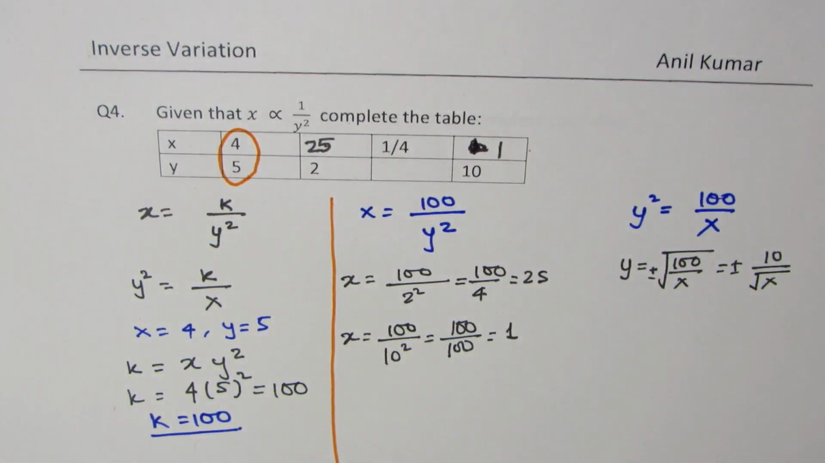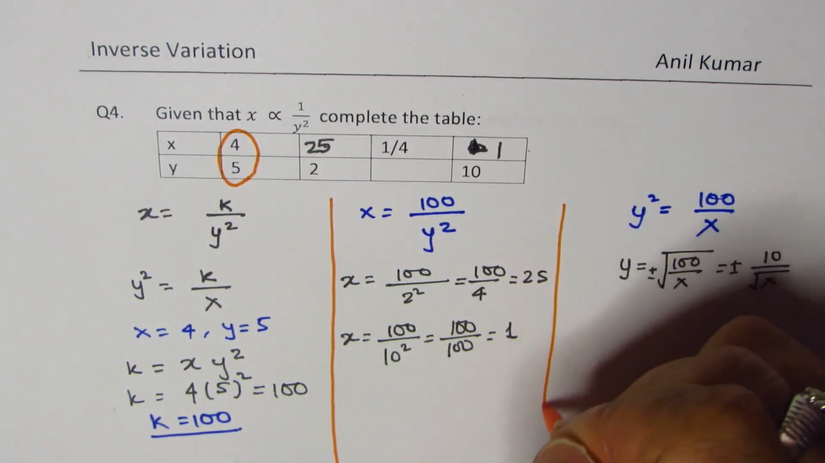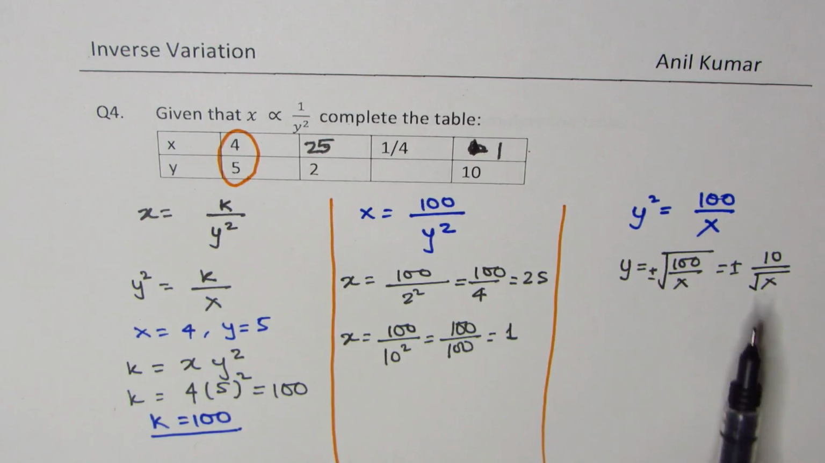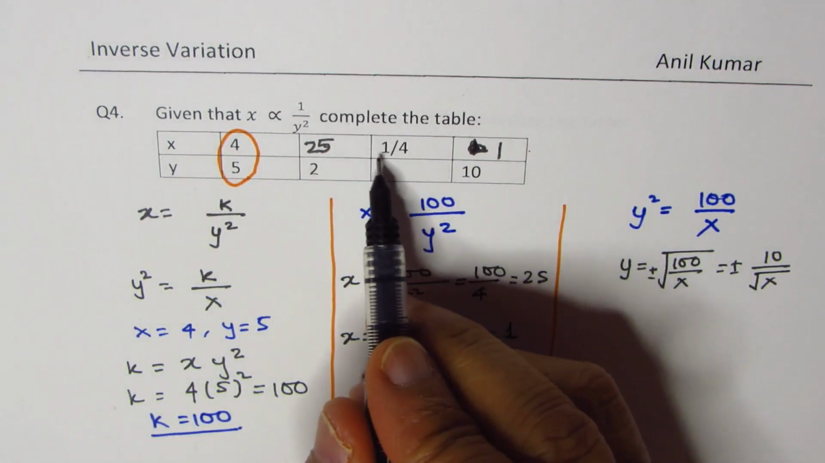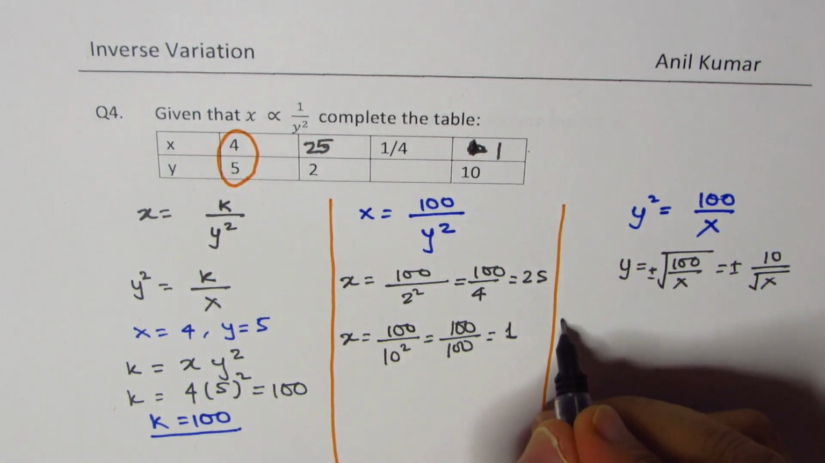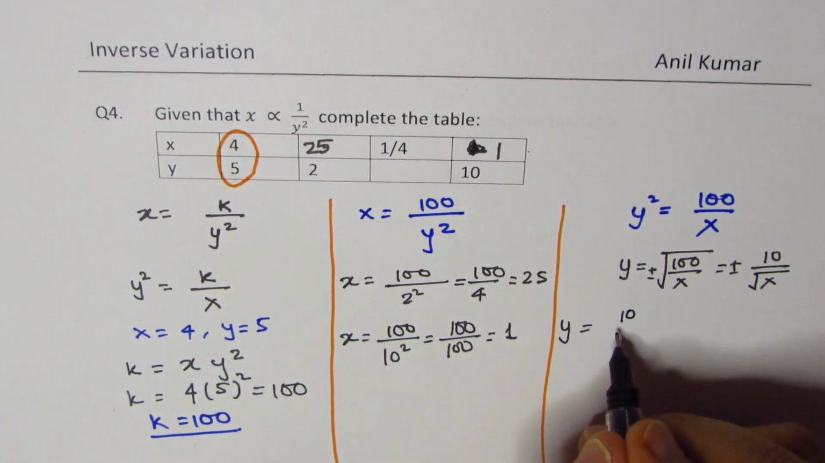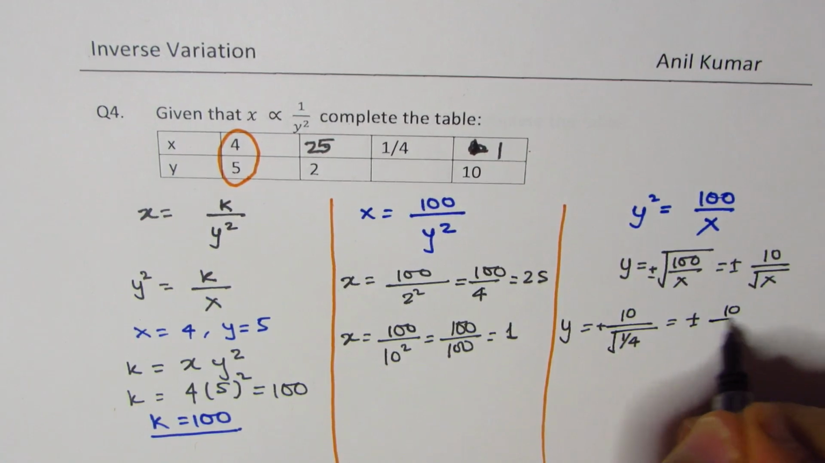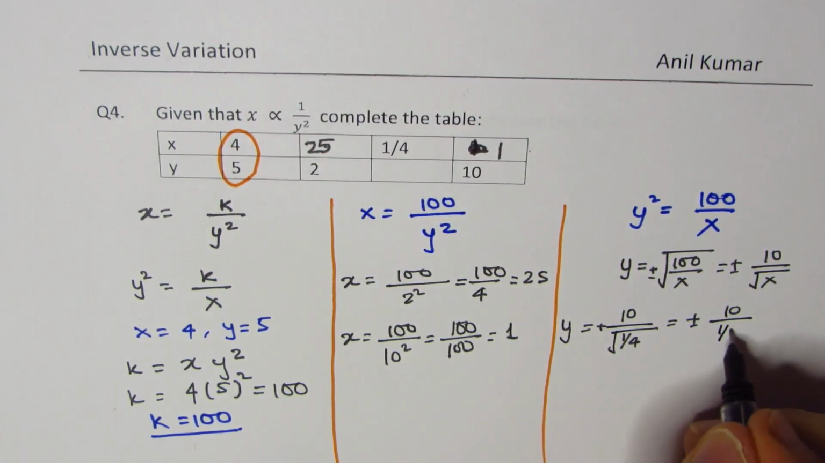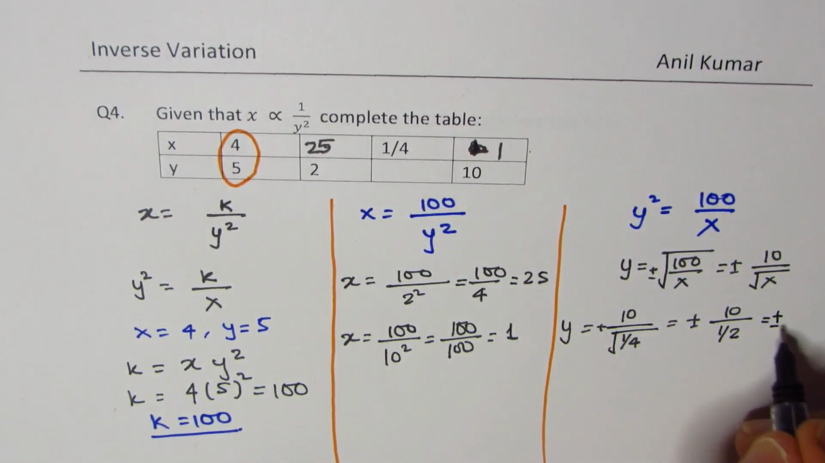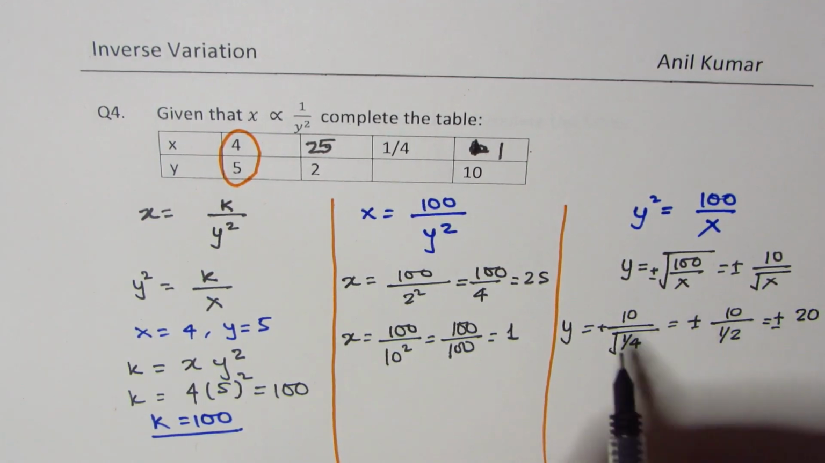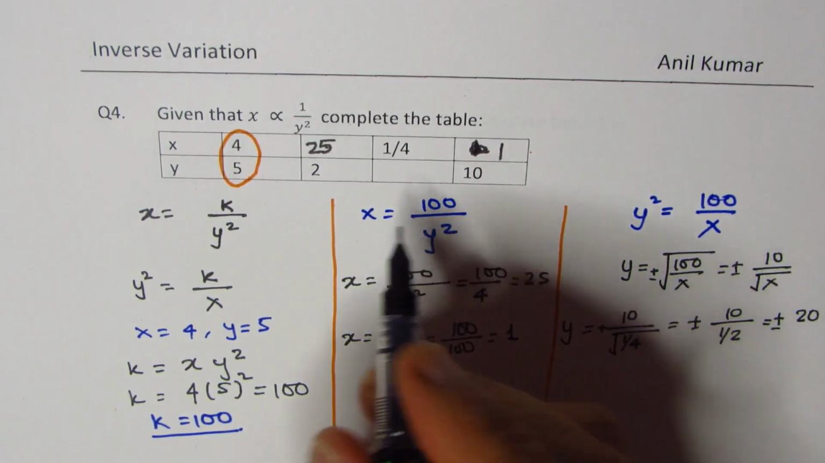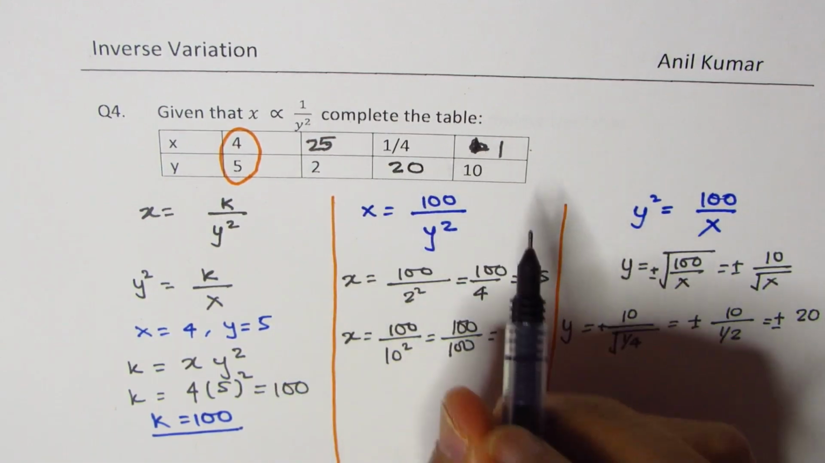Okay. Now let's find the value for y. As you noticed, there could be two values for y, right? So the first one is when x is 1 over 4. So we have y equals plus minus 10 over square root of 1 over 4, and square root of 1 over 4 is half, right? So that gives you a value of plus minus 20. Right? So this value here is 20 for us.